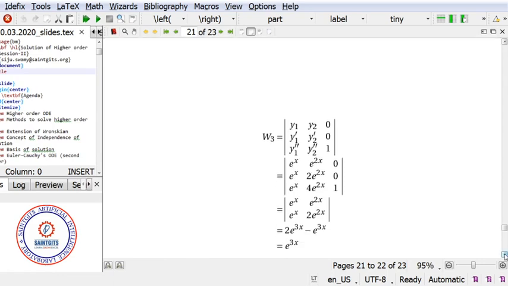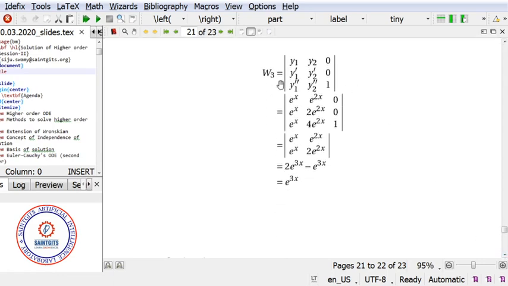Similarly, I evaluate W3. This time, we replace the last column, the third column, by 0, 0, 1. Fill the values, expand the determinant about the last row. In this case, the position value is minus 1 raised to third row, third column, minus 1 raised to 6, so plus 1 into the submatrix, where we avoid this column and the row containing 1. Its determinant is e^3x. So we calculate W1, W2 and W3 from W.